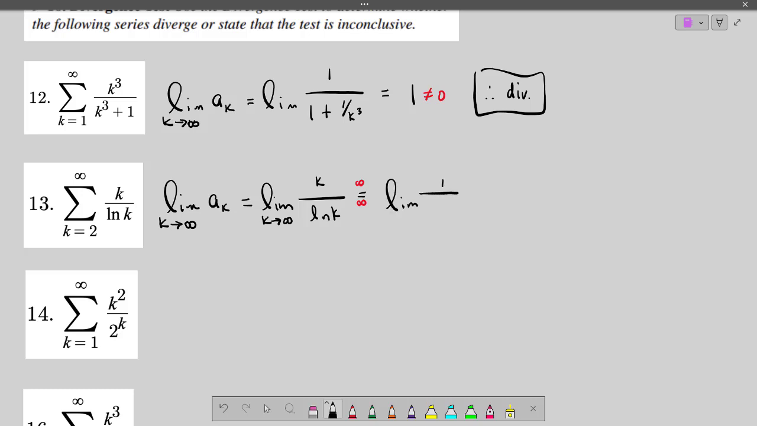So we take the derivative of the numerator and divide it by the derivative of the denominator. The derivative of the denominator is 1 over k. And what is the limit of k as k goes to infinity? Infinity. This is not equal to 0. Therefore, it has to diverge. If that limit's not 0, then we instantly know it diverges.